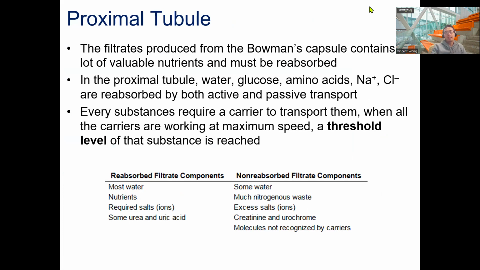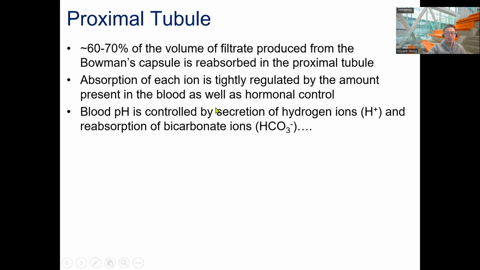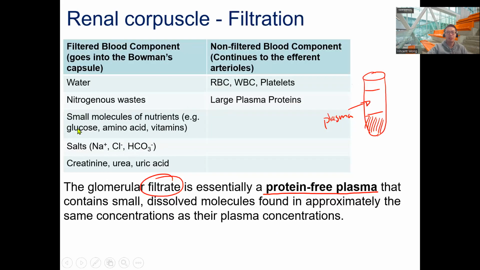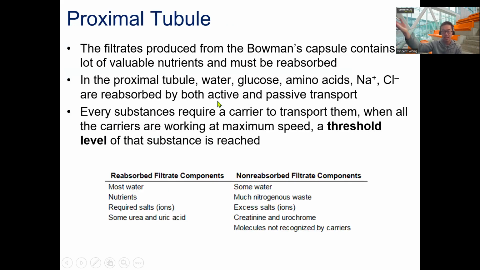Okay, so at the proximal tubule, about 60 to 70% of the filtrate that you produce will be taken back to the blood, which makes a lot of sense, okay? Because look at the list that we filtered out. You want to take back most of the water. The waste you can leave out. But the glucose, amino acids, and even some of the salts and the bicarbonate, we want to take back. We want to keep it in the blood. So 60 to 70% of everything that we sent to the filtrate in the first step will be reabsorbed at the proximal tubule.